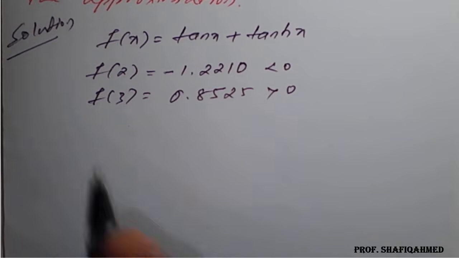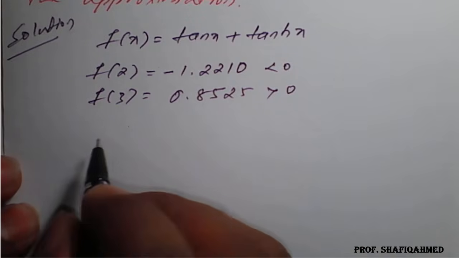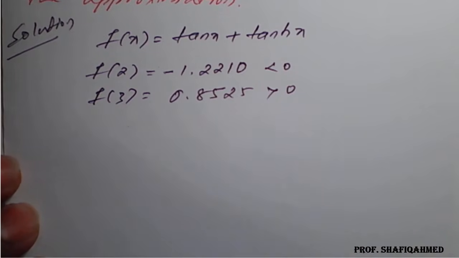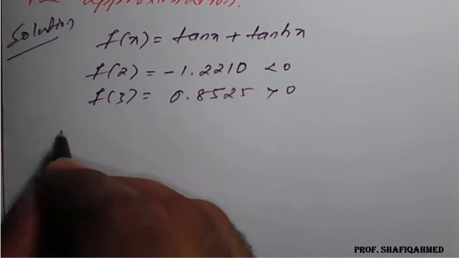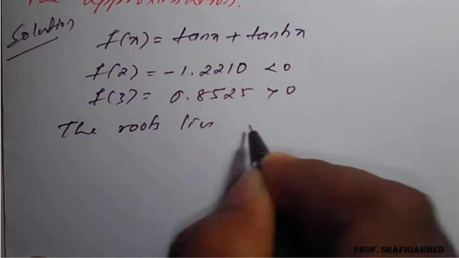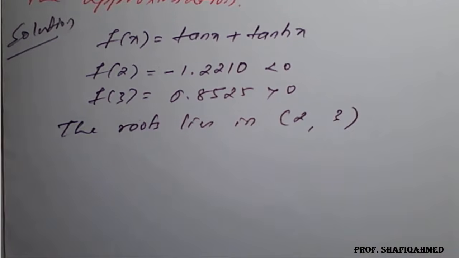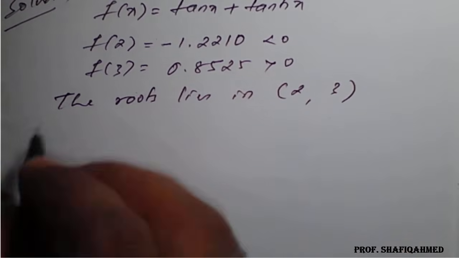Therefore the given root lies in 2 and 3. With the help of this, I will go for the first iteration.